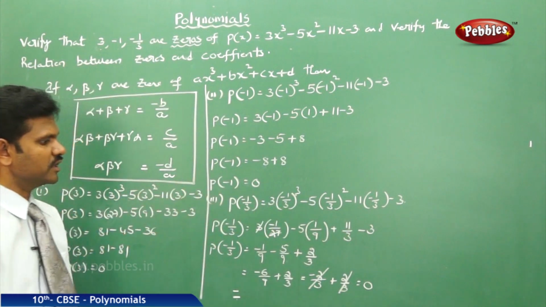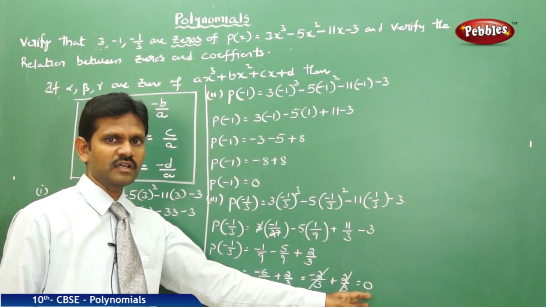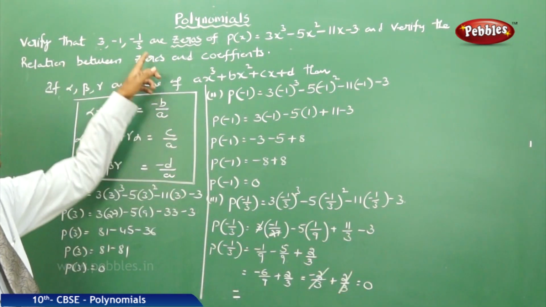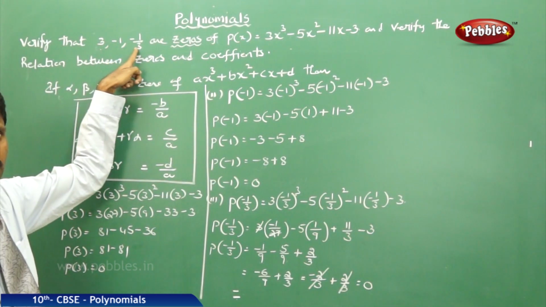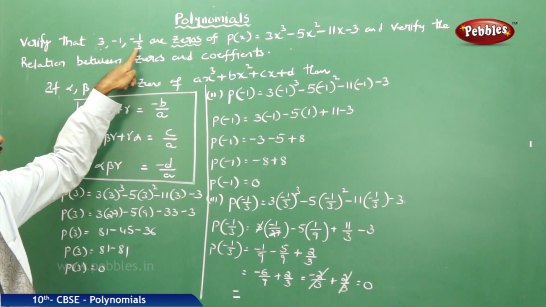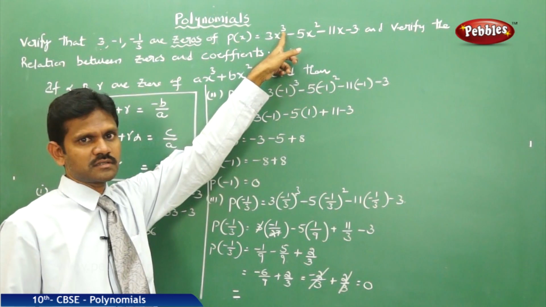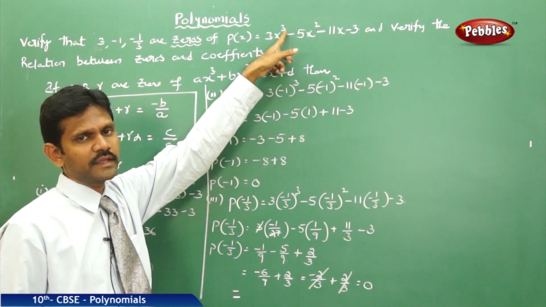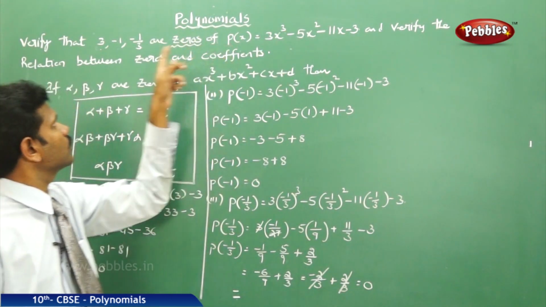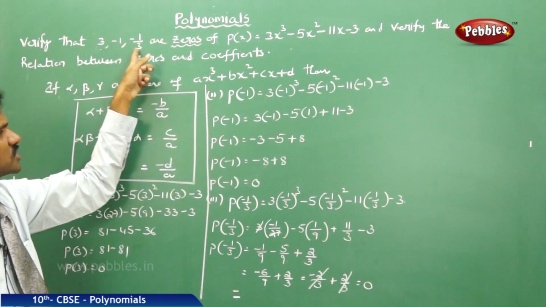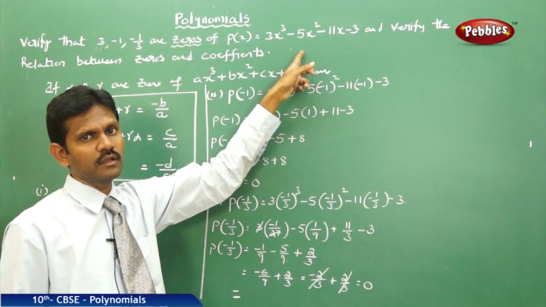Therefore, in the third case also I get the answer 0. Therefore, I conclude that minus 1 by 3 is also a zero. Therefore, according to the given question, the highest degree is 3. I can get 3 zeros, 1, 2, 3, and these 3 zeros satisfy the given polynomial.